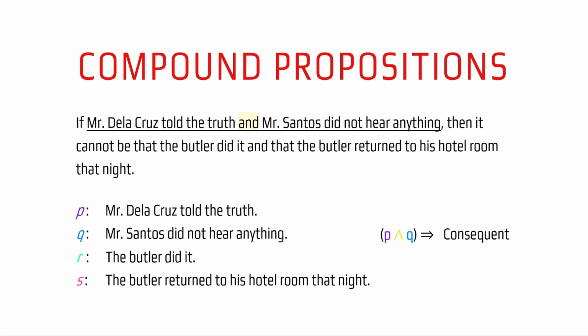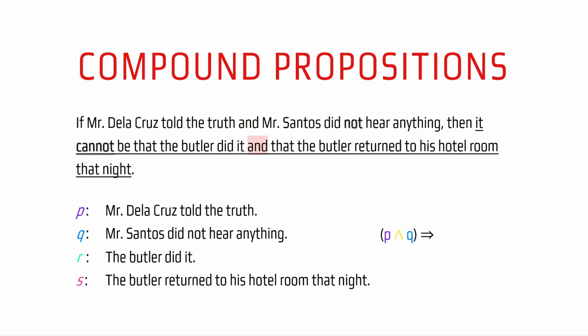Now let us look for the consequent. While the antecedent comes after if, the consequent can be read after then. Hence, our consequent will be, it cannot be that the butler did it and that the butler returned to his hotel room that night.